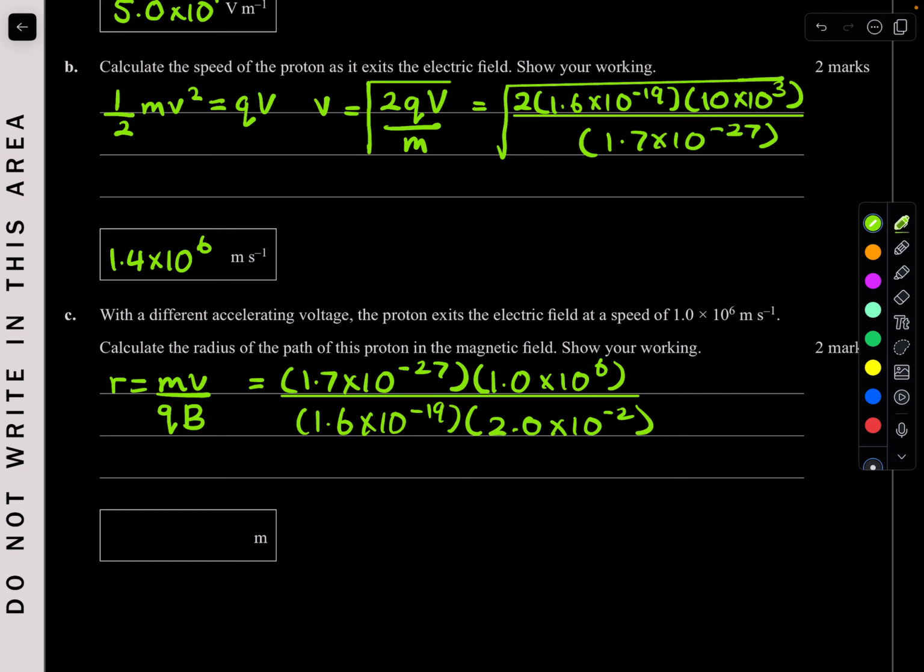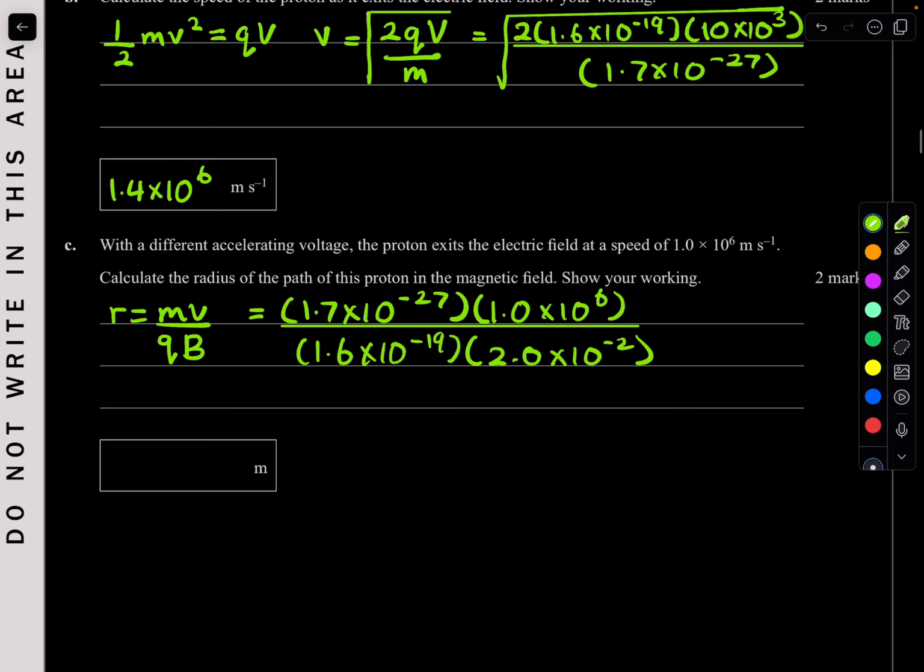I'm putting that on. That gives me, to how many significant figures? Well, 2 significant figures, 0.53 meters to 2 significant figures.